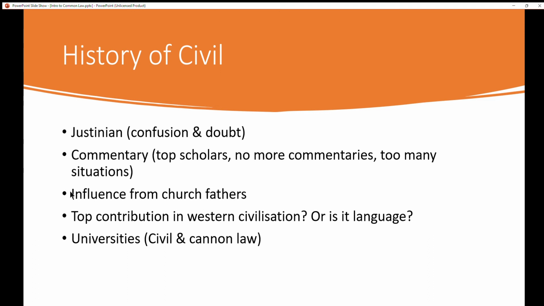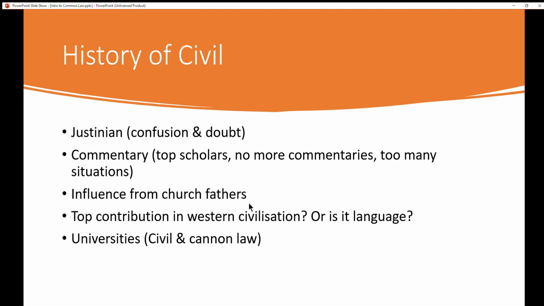And later on in the history of civil law, because the emperor became Christian eventually, the Roman emperor, it was influenced by the bishops or the pope, right? So they say that civil law is the top contribution in Western civilization. Or is it language? The English language also comes from Rome, but they say this is the law because now the civil law is everywhere in the whole world, right? So without this law, which is higher, is it language or law? Right? We don't know now.